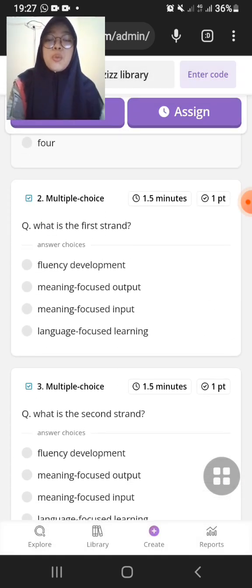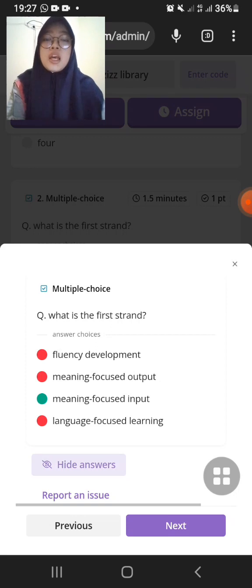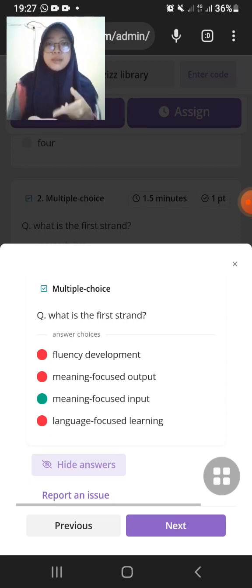Number 2, what is the first strand? The answer is meaning-focused input, because the first thing to do is to do input and do it with listening and reading.